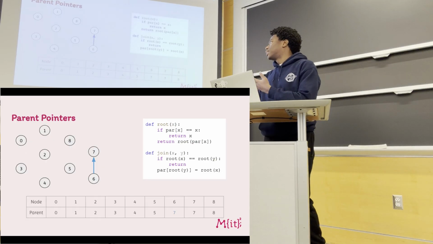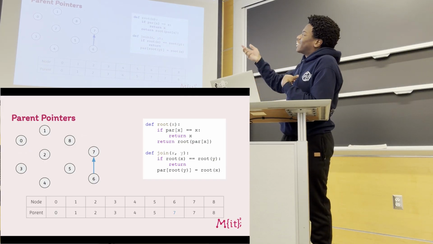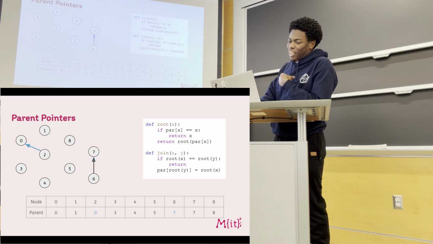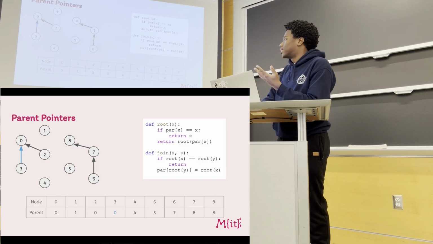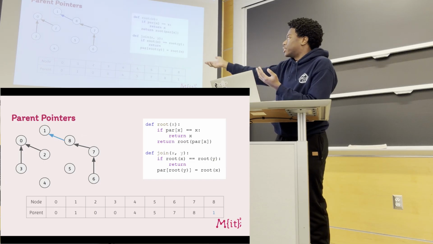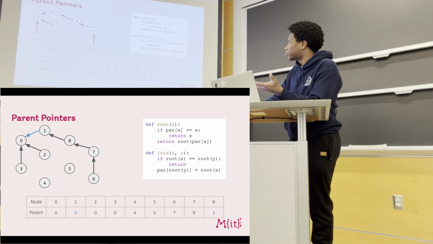So in implementation, let's say we can merge 6 and 7. In that case, the leader would be 7. You could also merge 0 and 2, and the leader would be 0. You could repeat this process, merging different components together. 3 joins the larger component of 0 and 2. And then these two larger components can also get merged together.